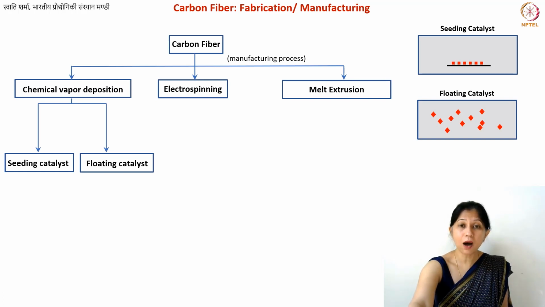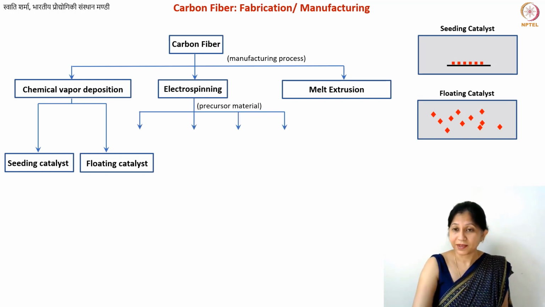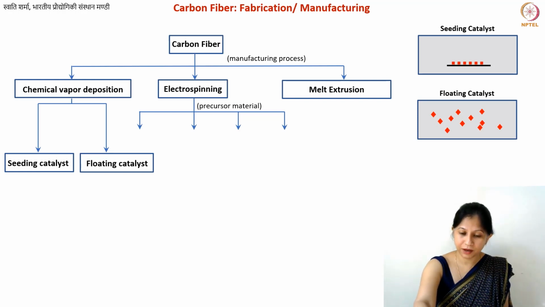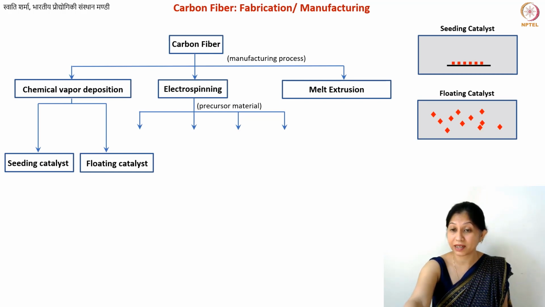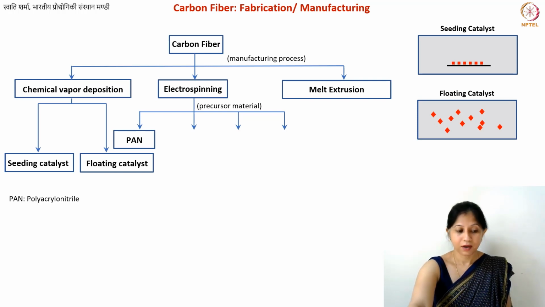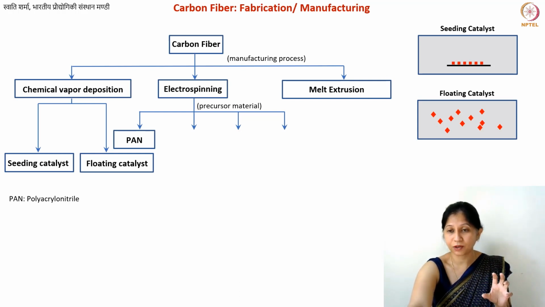Okay, now I come to the other one, electrospinning. So electrospinning can be further classified based on the precursor materials. The instrumental setup and the fundamental principles of electrospinning, as well as the melt extrusion, we are going to learn in the next couple of lectures. Right now, this is just the classification. So based on the precursor material, you can now classify your electrospinning. And this I'm talking very specific to carbon fiber.